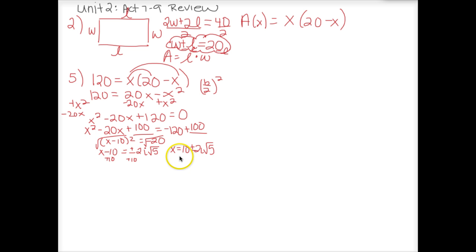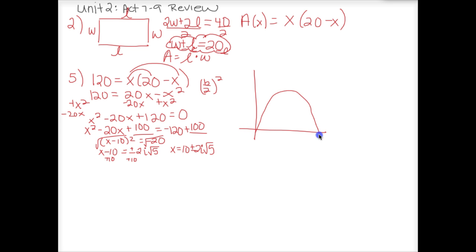Now, what it had asked you to do is to verify algebraically that this area of 120 isn't possible. So by solving it, I see that this isn't possible because I have i's. This is no real solution. Now, if you didn't solve it to completion, if you just stopped and said, I know because I'm taking the square root of a negative that these are imaginary solutions, which means there is no real solution, that would be okay as well.